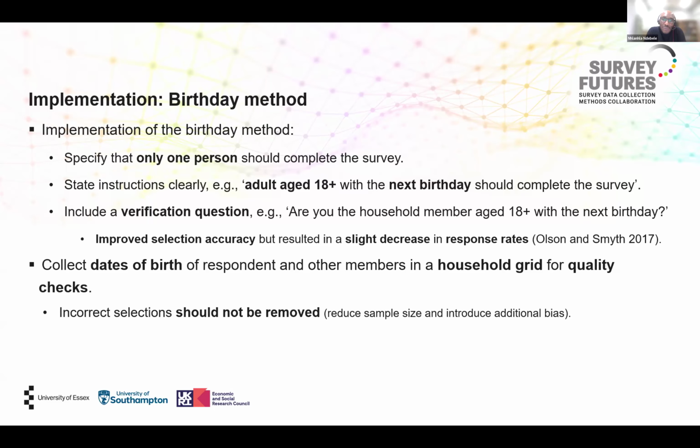Now, as we've highlighted, we do have high instances of people not identified as the person with the next birthday completing the survey. When that happens, those incorrect selections, we should not discard or remove the responses. This will reduce the sample size, but also introduce some additional bias. So we'll retain those incorrect selections.